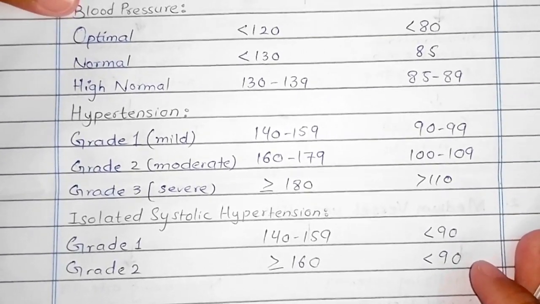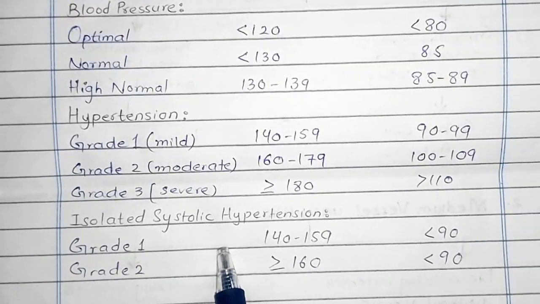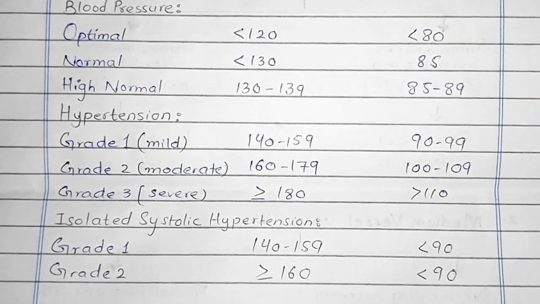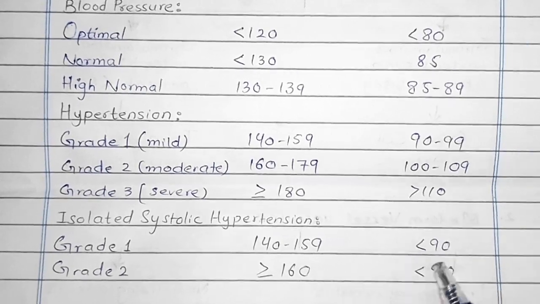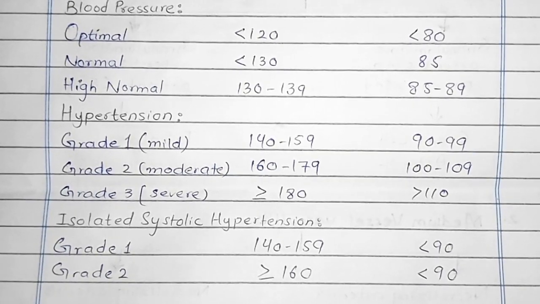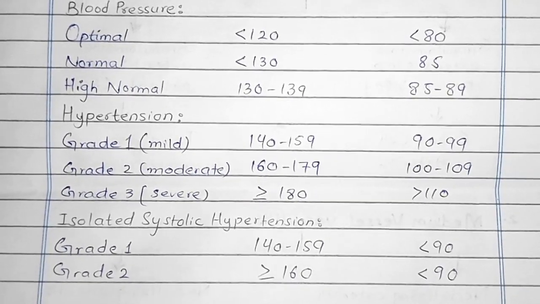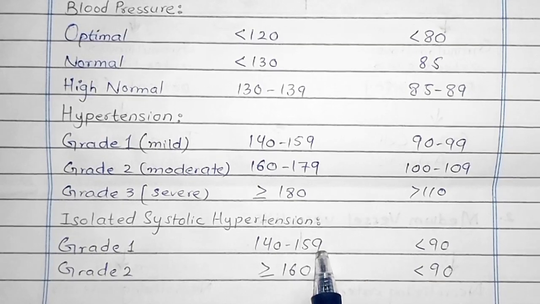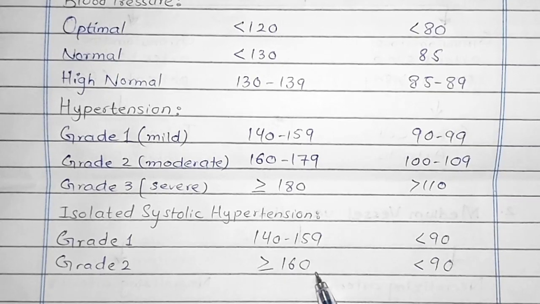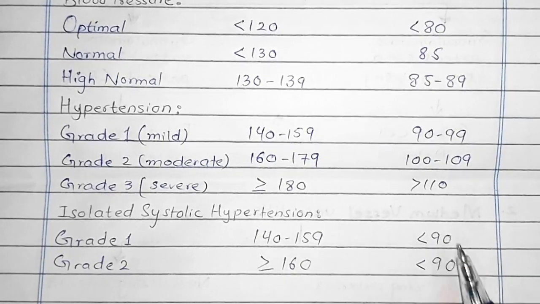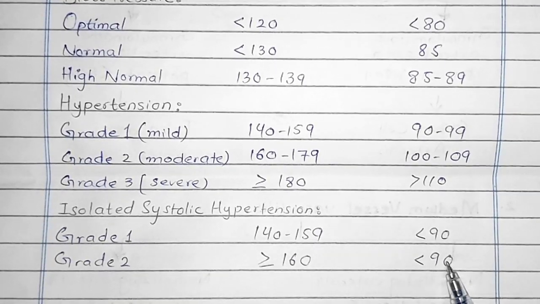First of all, you should know what an isolated systolic hypertension is. Basically it is a hypertension in which only the systolic blood pressure is raised, whereas the diastolic blood pressure would be smaller than 90 millimeters of mercury. Then let's discuss the two grades of isolated systolic hypertension. In grade 1, the systolic blood pressure is from 140 to 159, while in grade 2, the systolic blood pressure is equal to or greater than 160. Here you can see that in both of the grades, the diastolic blood pressure is less than 90 millimeters of mercury.